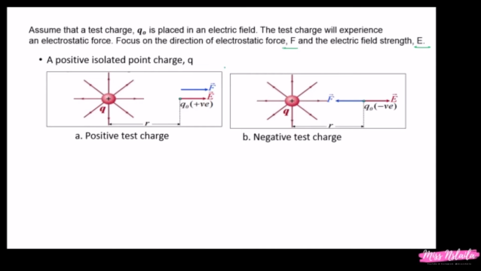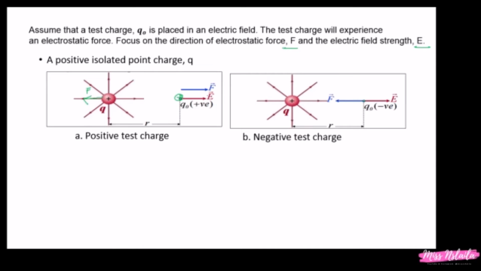by the point charge. For example, we have a positive isolated point charge Q. Isolated means that this positive point charge terasing daripada charge-charge yang lain. This point charge has electric field lines that go outward from it in all directions, and when we put a test charge, positive test charge in this area, we can see that the direction of F is to the right because these two are going to repel. So force dia akan repel.